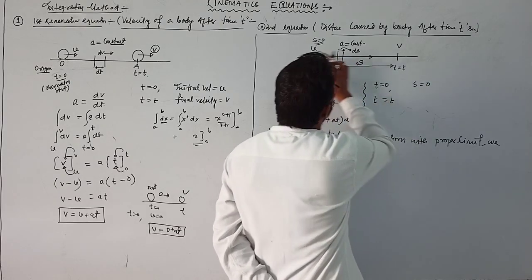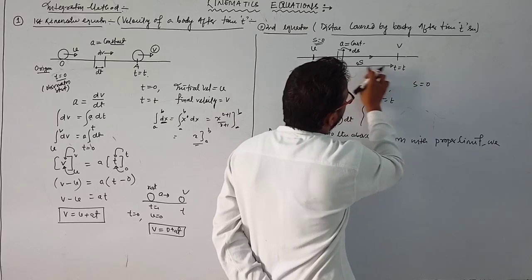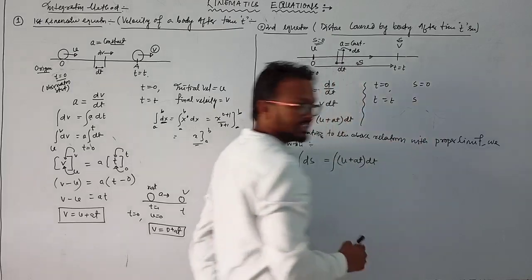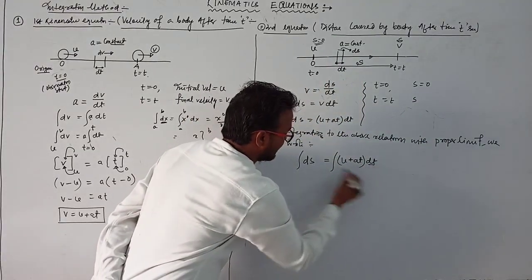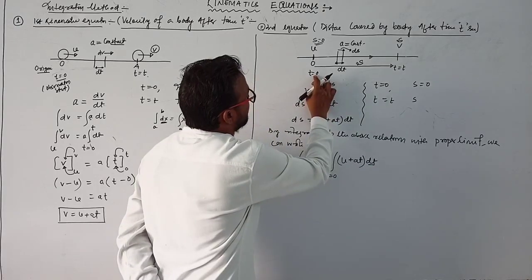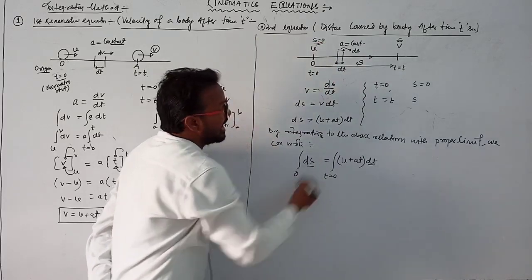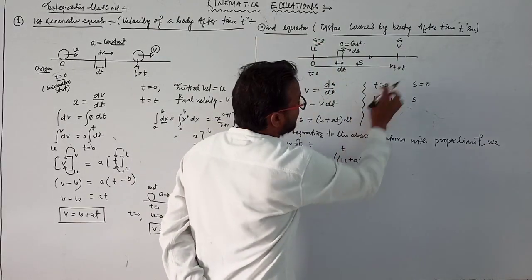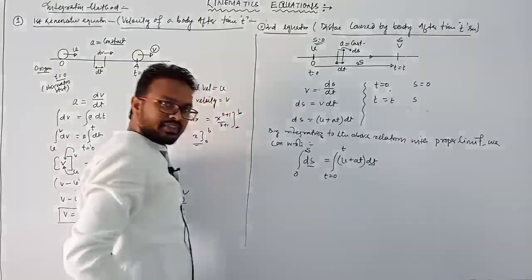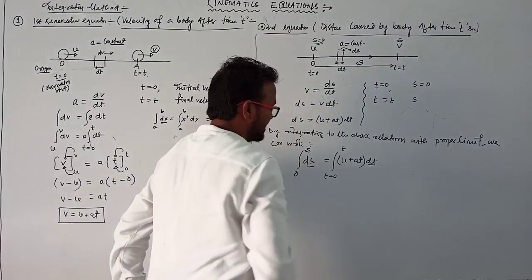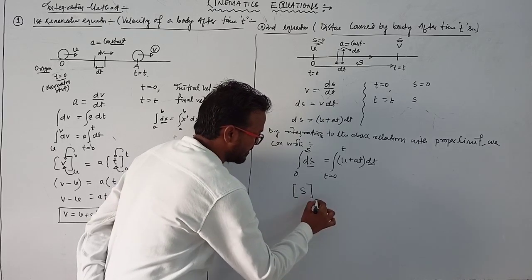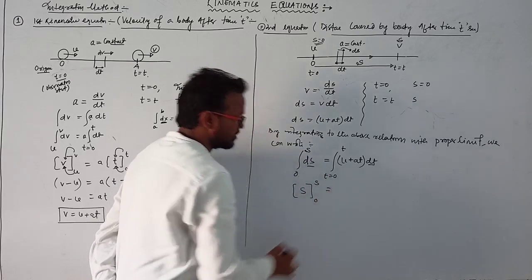After time interval t, it covers displacement s. So we use the limits because dt is the variable here. When time t equal to 0, the displacement is 0. After time t, the displacement covered is s. Clear? Okay. So if we integrate this relation, the integration of ds is s with lower limit 0 and upper limit s.